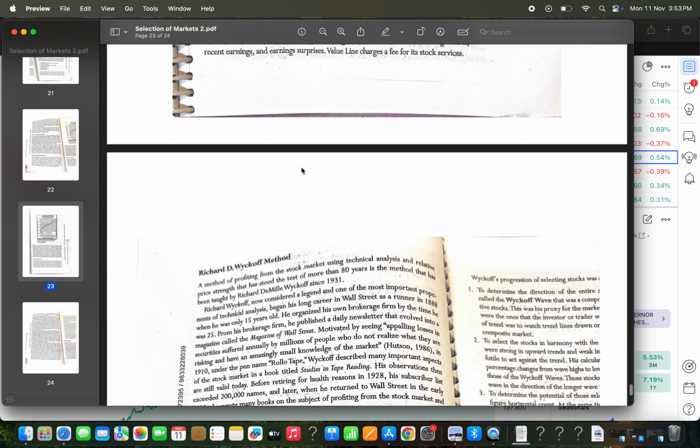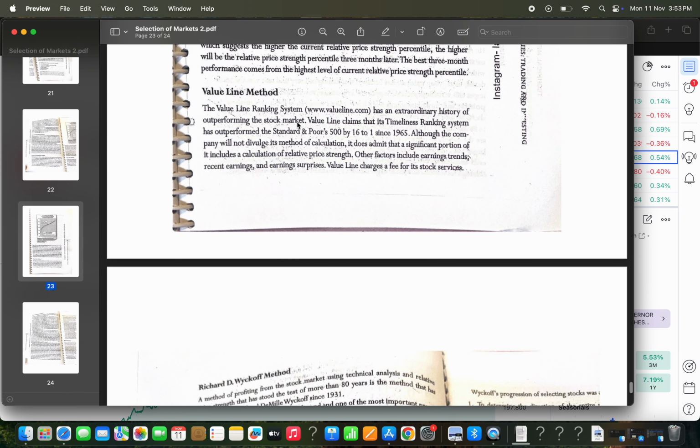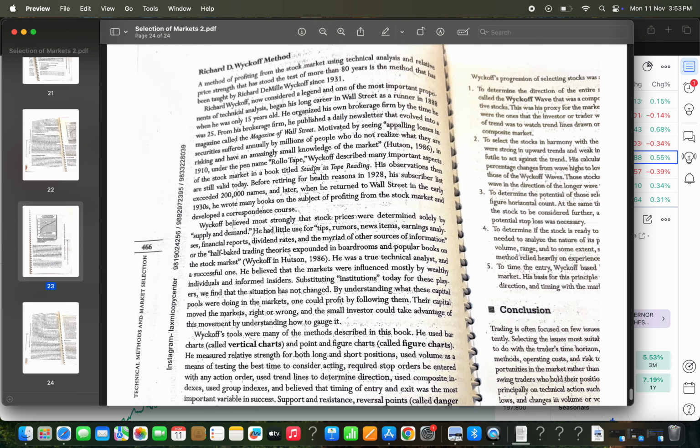Other factors include earnings trends, recent earnings, and earnings surprises. Value Line charges a fee for its stock service. So, what is Value Line? It again uses relative strength like all the other methods, but it is a website and they obviously charge a particular subscription. If you are interested, you can check out their website as well.